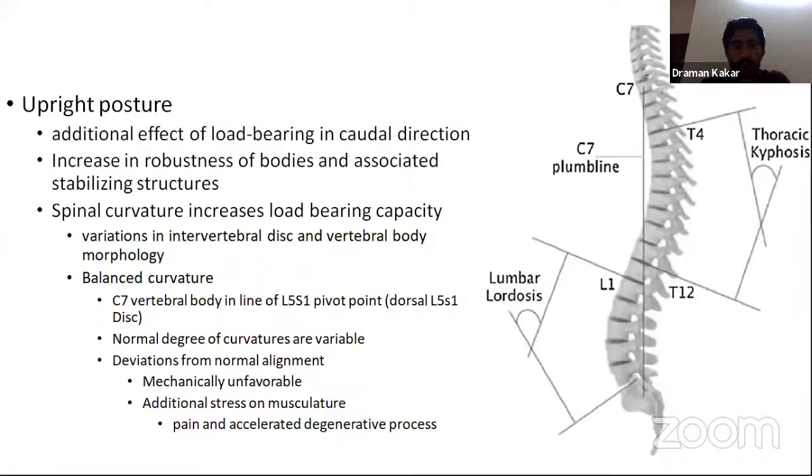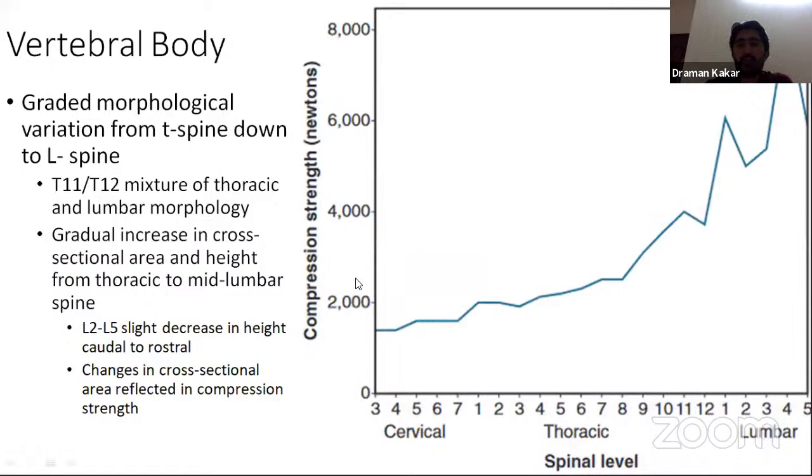This is a diagrammatic representation, and we can appreciate from the cervical down to the lumbar region, there is a gradual increase in the height and cross-sectional area of the vertebral body. With the increase in the cross-sectional area and height of the body, the compressional strength also increases proportionally. This compressional strength peaks at two points: at the level of the thoracolumbar junction and at the level of L3, L4 and L5.